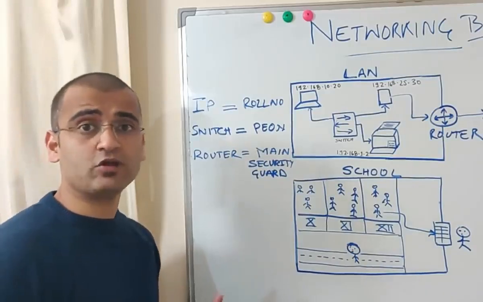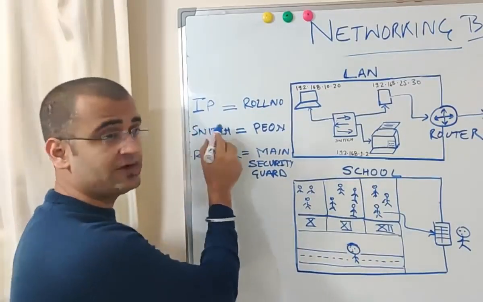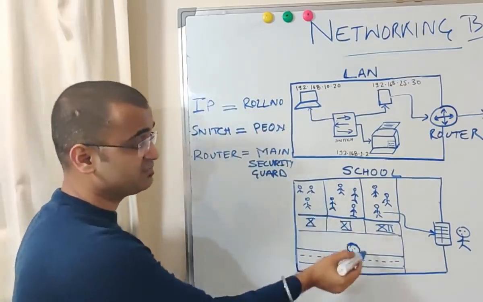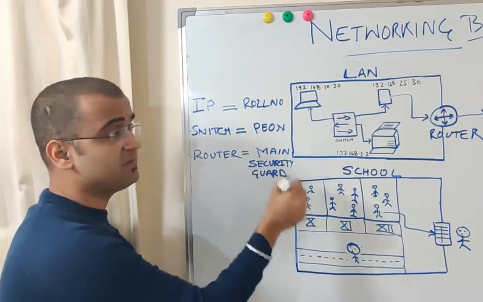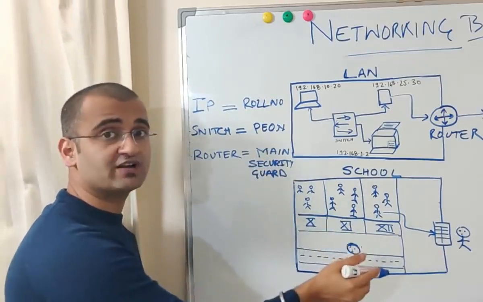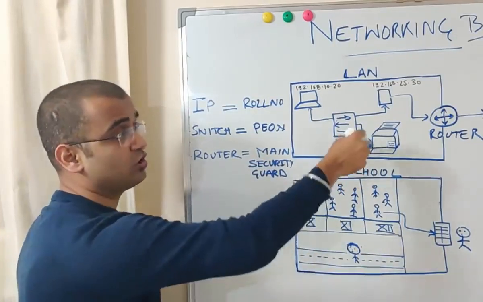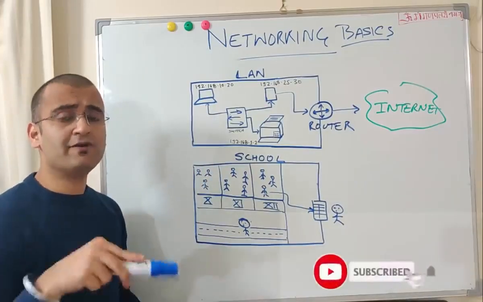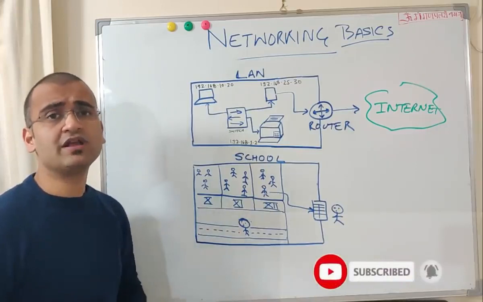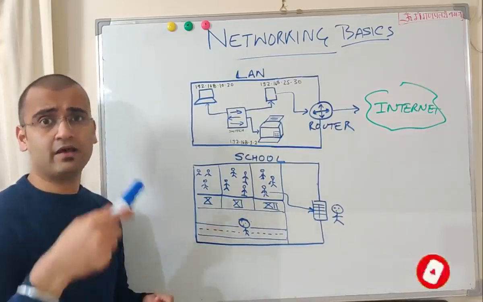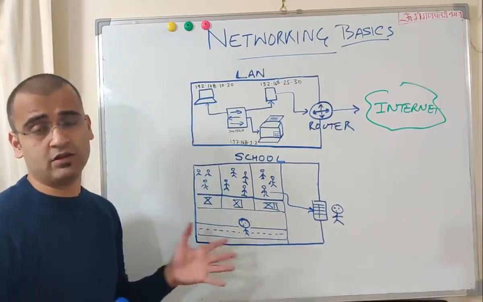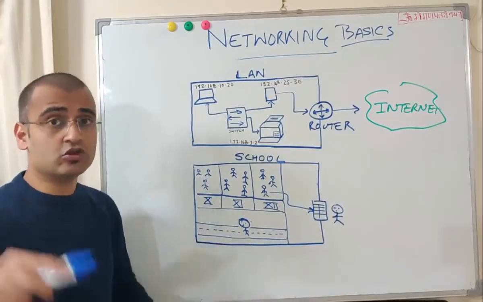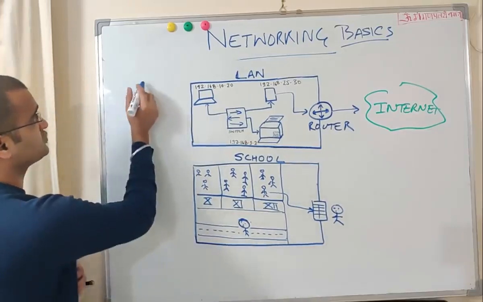So to draw some analogies, the IP of any machine can be the roll number of any student. A switch can be the peon, and a router can be the main security guard, which allows you to go outside your school or go outside the network. But the question arises, how would a machine know whether another machine sits within the local area network or somewhere outside the main local network? How can a machine understand that? That can be done through yet another concept called a subnet.